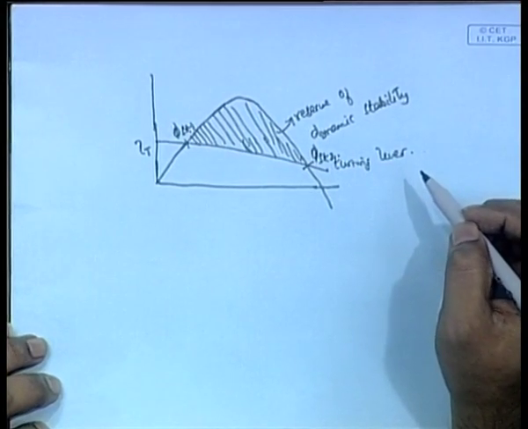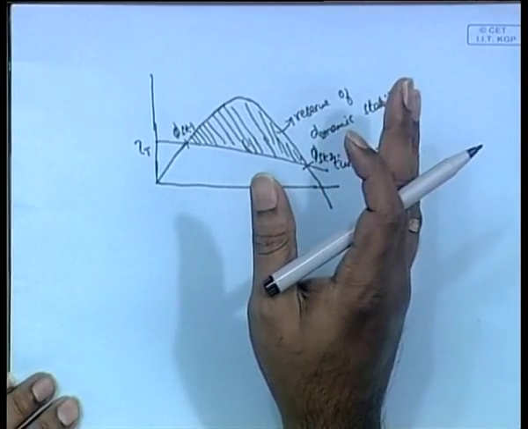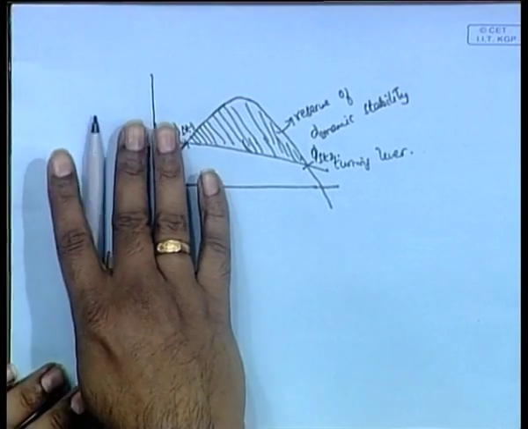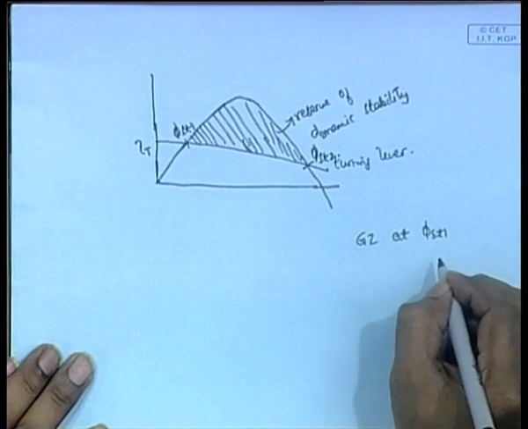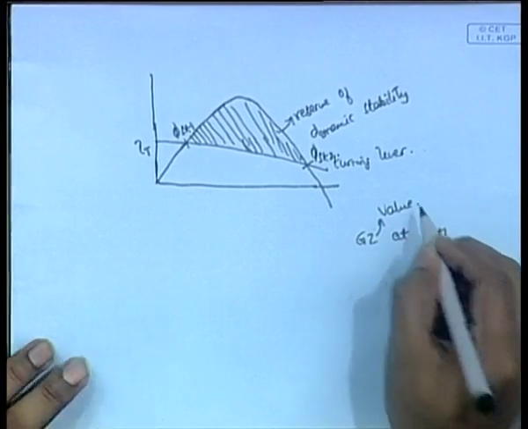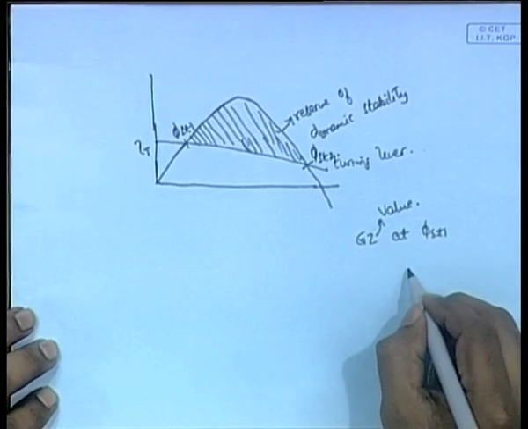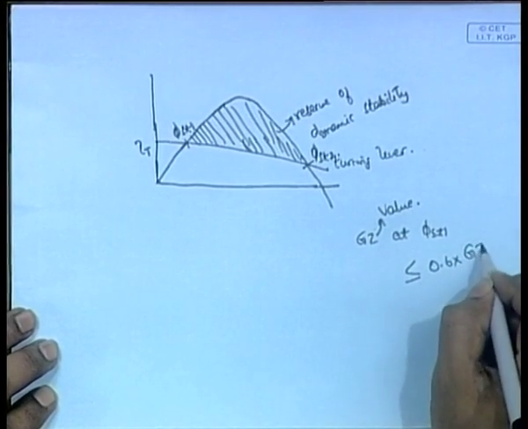Now, one important thing, the second point of this US Navy criterion is that here you will see that the heeling arm at the angle of static equilibrium is not larger than 0.6 times the maximum righting arm value. So, whatever is the GZ value at phi st1 should be less than or equal to 0.6 times GZ maximum.